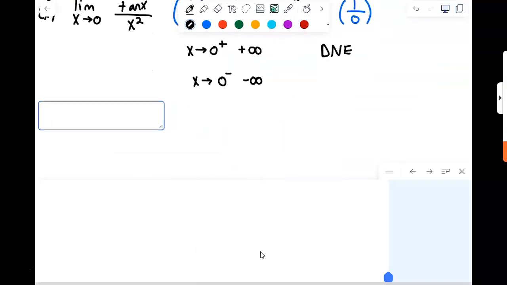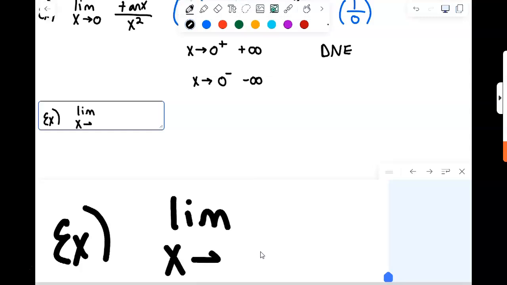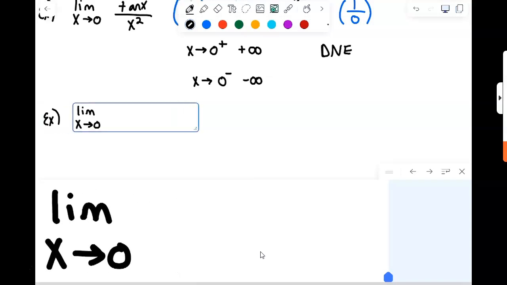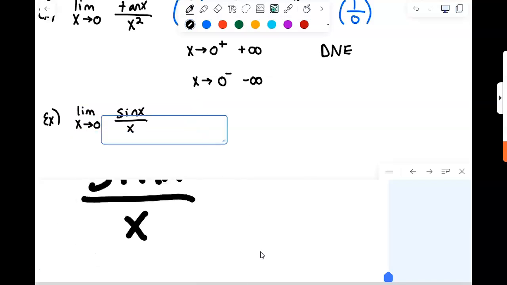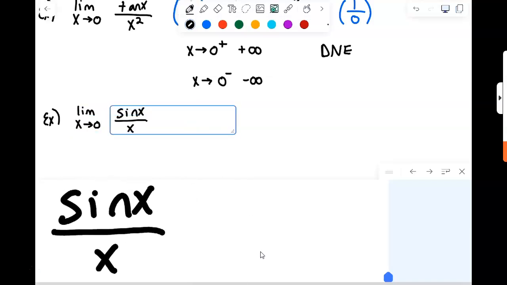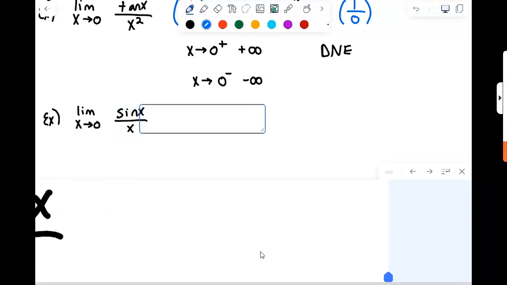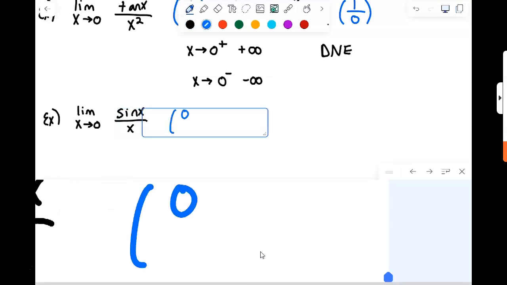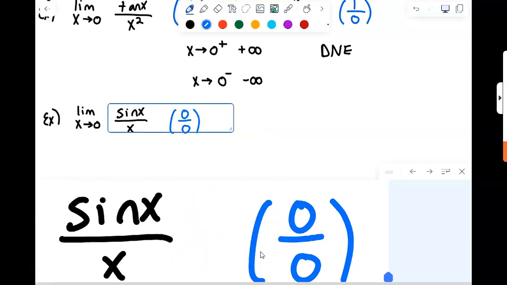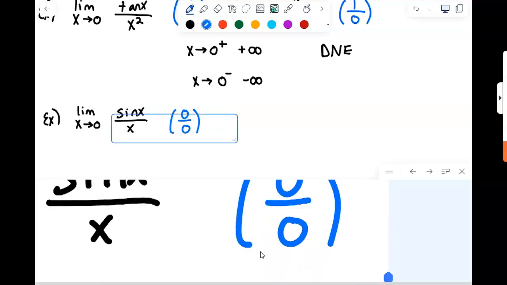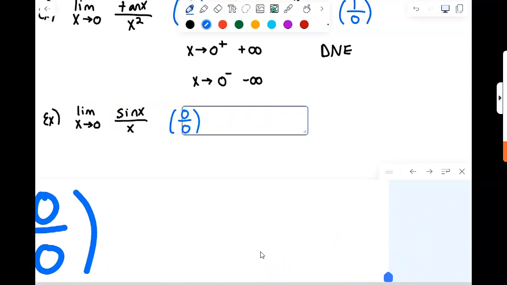Okay, let's look at another one before we call it on this video. Let's take a look at our sine x over x, which again I mentioned earlier we were able to establish using other ways. So this, of course, is a 0 over 0 limit. Right, sine of 0 is 0. Of course, x at 0 is 0. So this is a 0 over 0 limit.